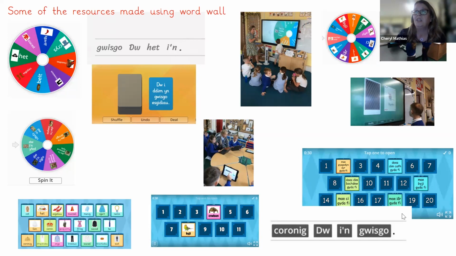So there's just a couple of the games you can see. Some of the word walls where they actually spin it and they repeat the word. Others are putting the words in the right order, what's in the box. The children are so motivated and engaged in this way. So word wall is definitely something that you can use to get a lot of drilling vocabulary and sentence patterns.